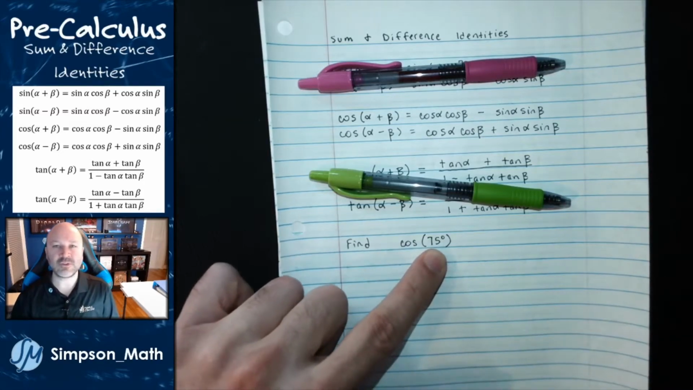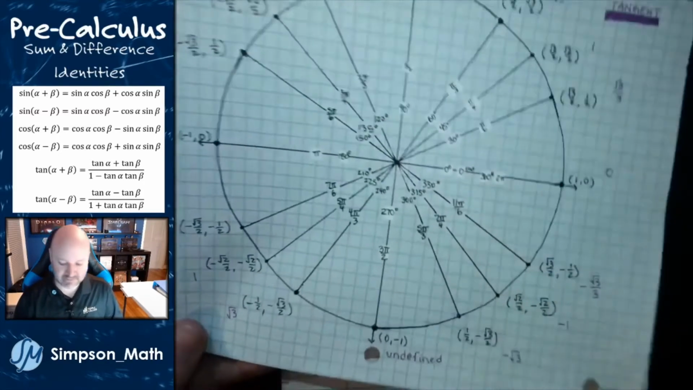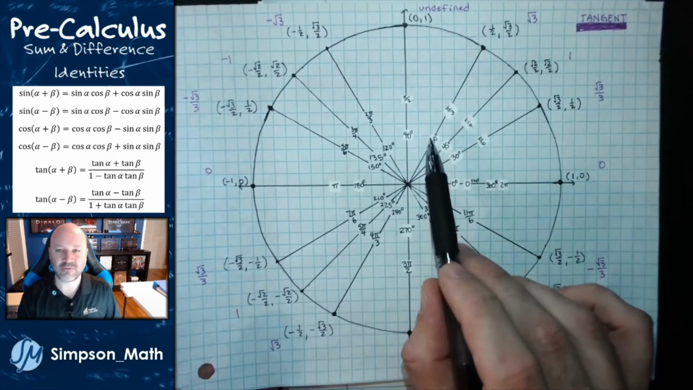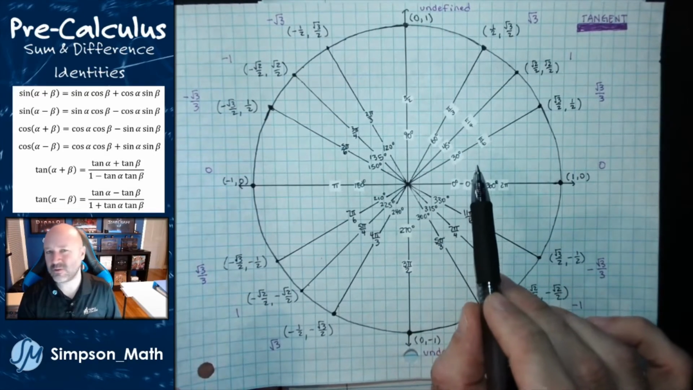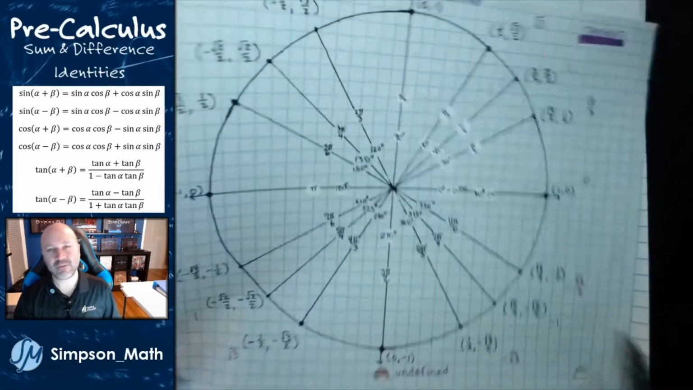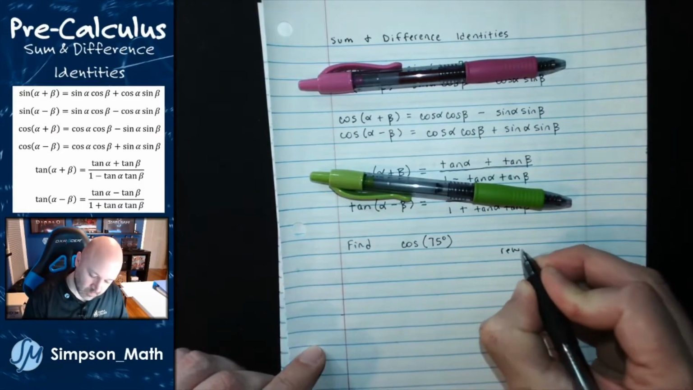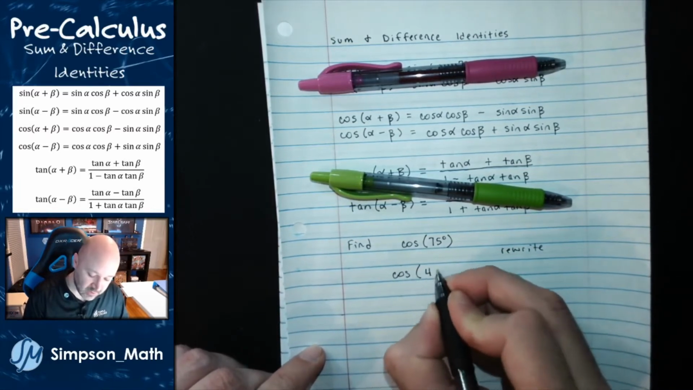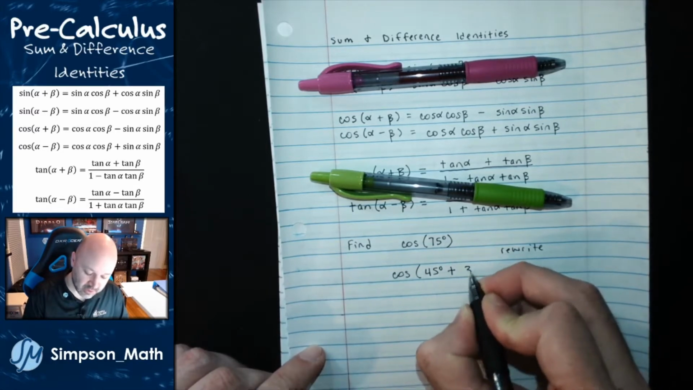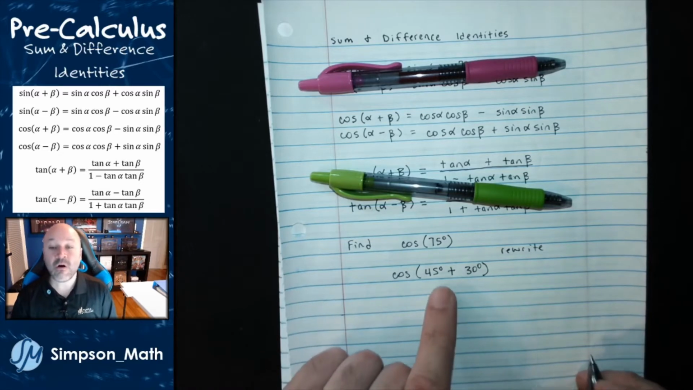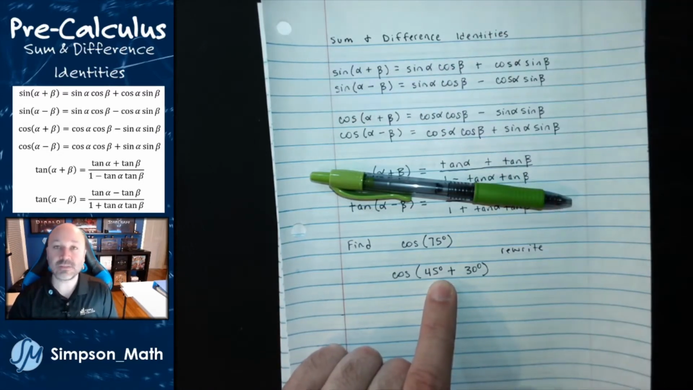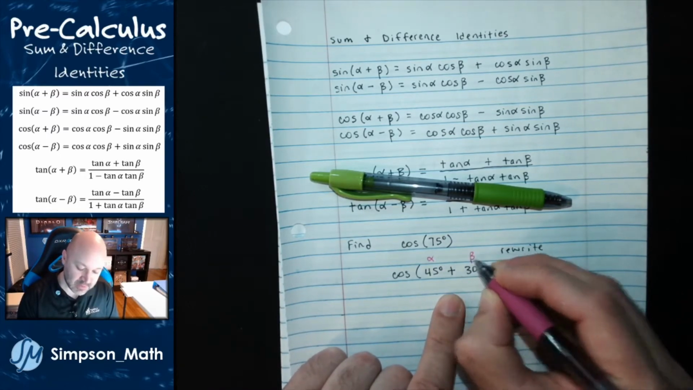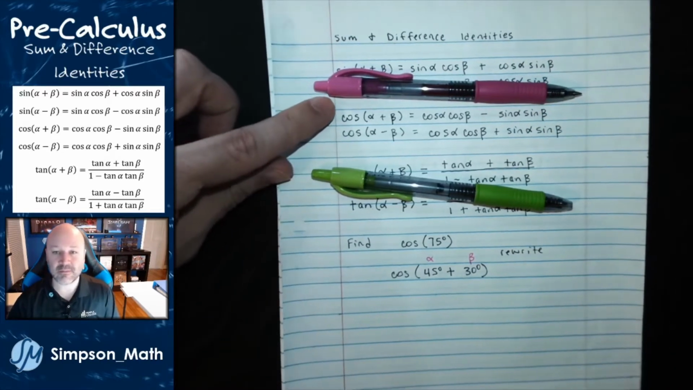I'll have some students that try a 60 plus 15. 60 plus 15 adds to 75, but we don't know 15, so that doesn't work for us. So I like 45 and 30. I'm going to rewrite this problem. I don't know cosine 75 just yet, so I'm going to rewrite it as cosine of 45 degrees plus 30 degrees. Now all of a sudden I have a cosine sum. This is the first angle being added to the second angle. So I can use the cosine sum identity.